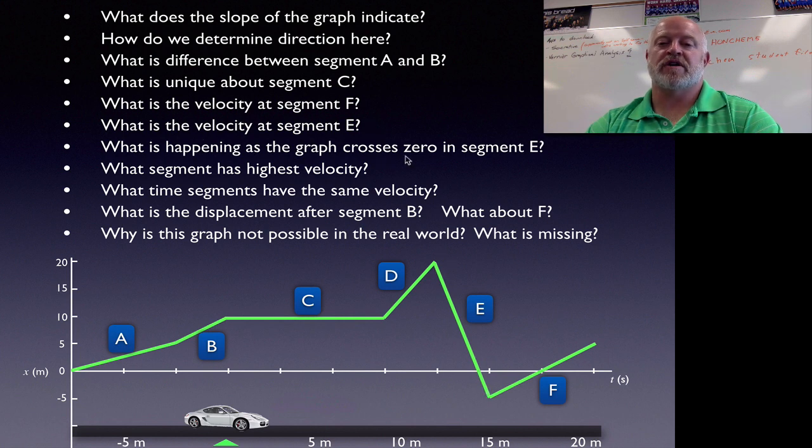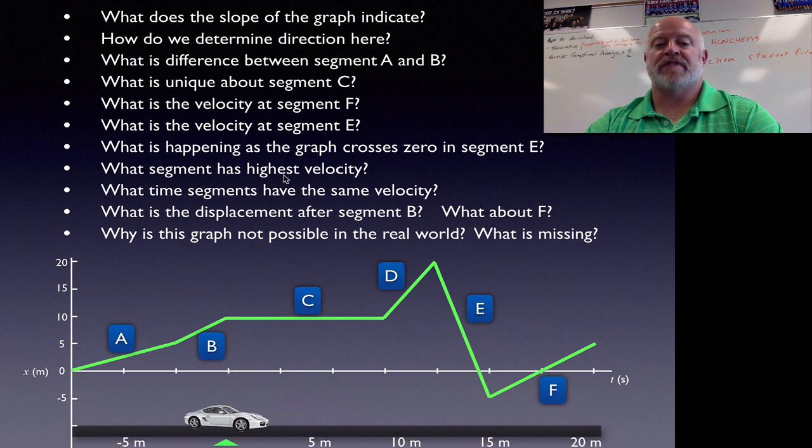What's happening when the graph crosses zero? Well, it's crossing the origin, right? It's not stopping, it's not accelerating. The car just happens to pass over its original starting point, because this is where it originally started. It crosses the origin, okay? Some people tend to think it's coming to a stop here and then doing something else. That's not the case for position graphs. It's just crossing its original position.